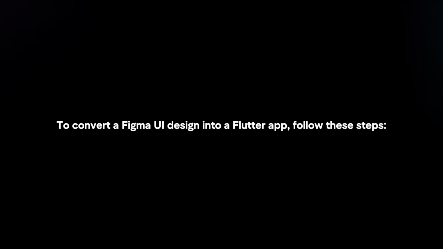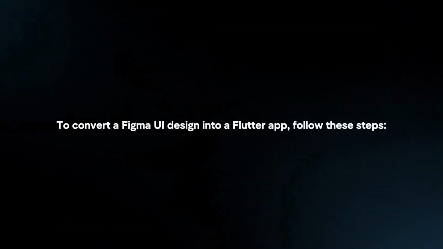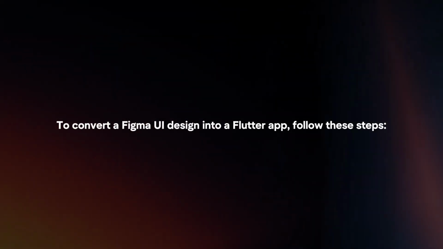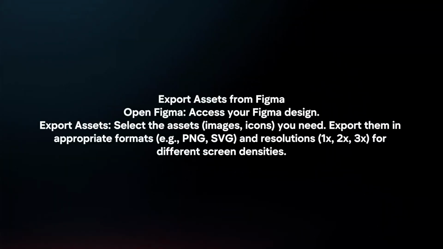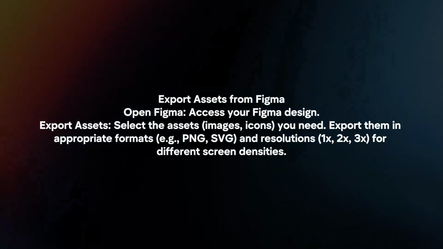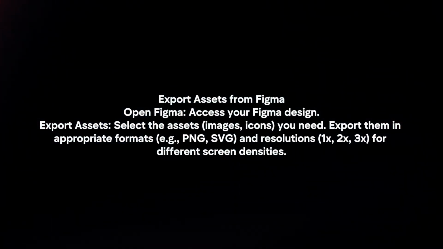To convert the Figma UI design into a Flutter app, follow these steps. Export assets from Figma. Open Figma. Access your Figma design. Export assets. Select the assets you need. Export them in appropriate formats and resolutions for different screen densities.